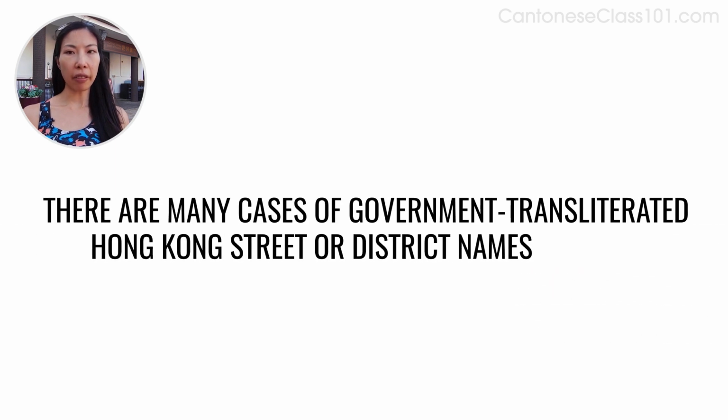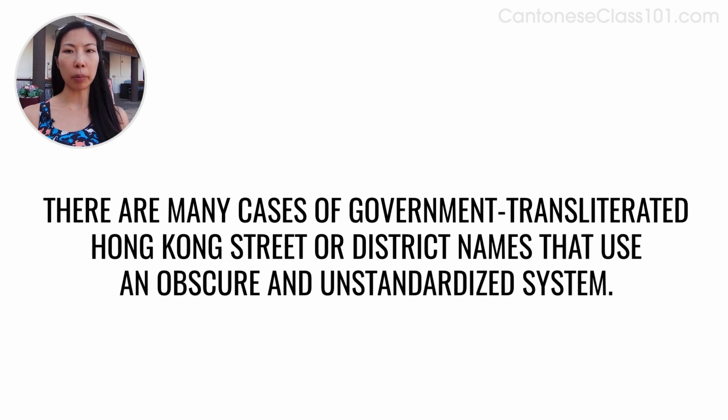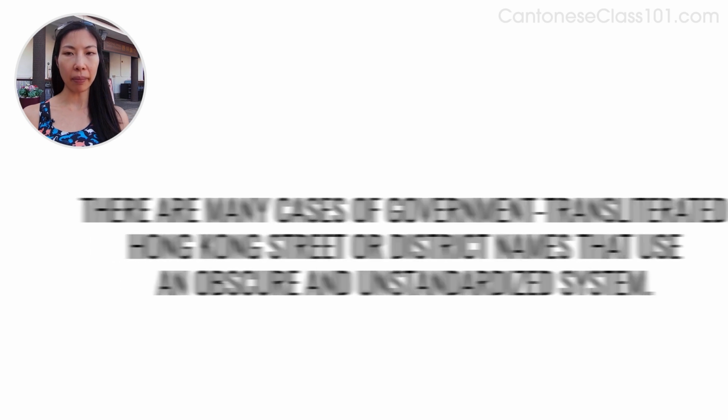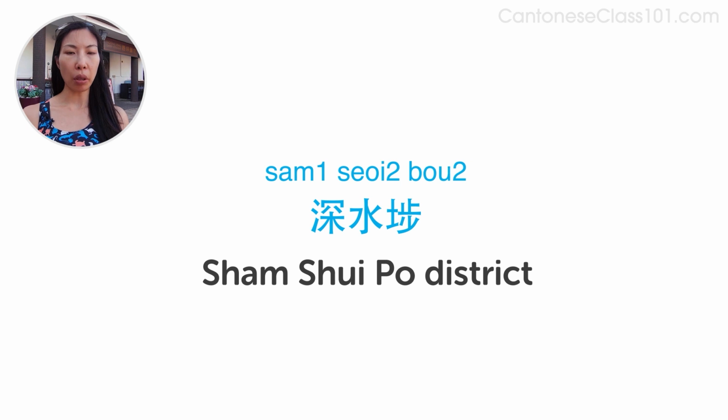There are many cases of government transliterated Hong Kong street or district names that use an obscure and unstandardized system. For example, Sam Shui Po. Sam Shui Po is commonly known as the Sham Shui Po district, but the transliteration Sham Shui Po is not in line with the Yut Ping rules.